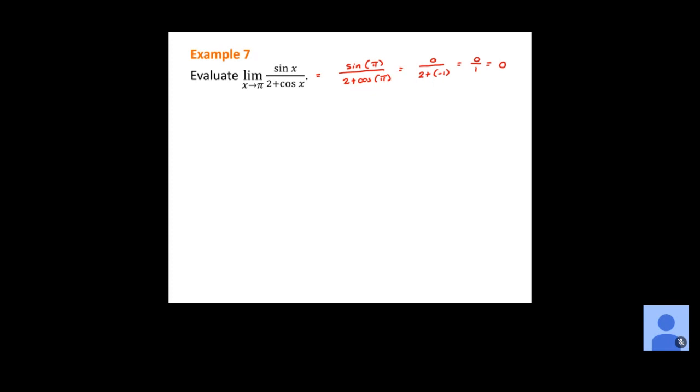Again, the reason we're allowed to direct substitute is because both of those trig functions are continuous on their domains. Therefore, the quotient is also continuous on its domain, and we can direct substitute as long as pi is in the domain of that function, or both of those functions. Any questions on that one now?